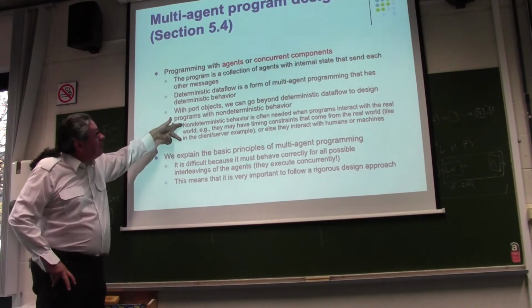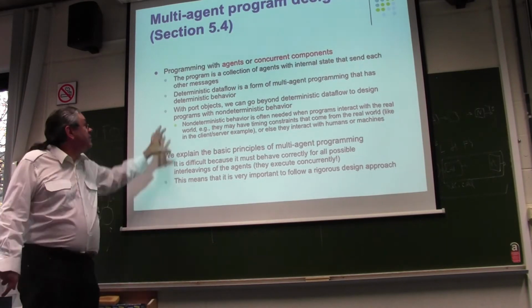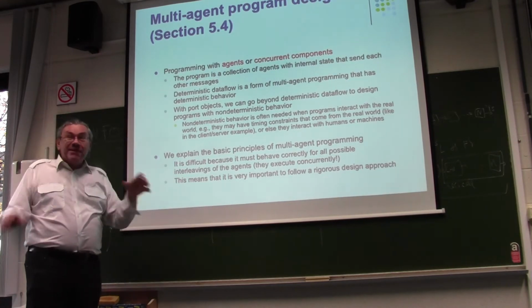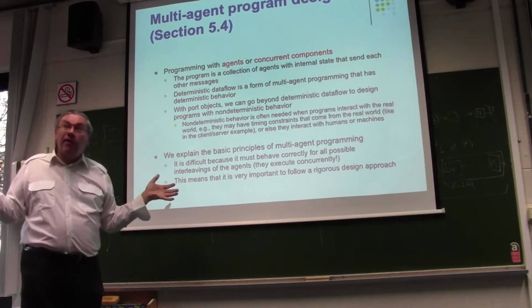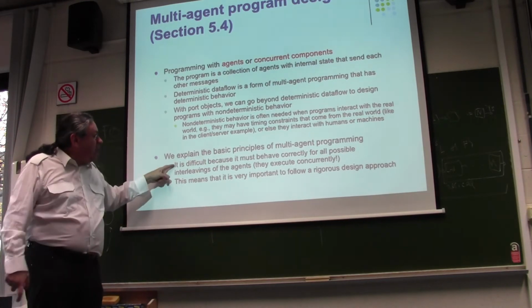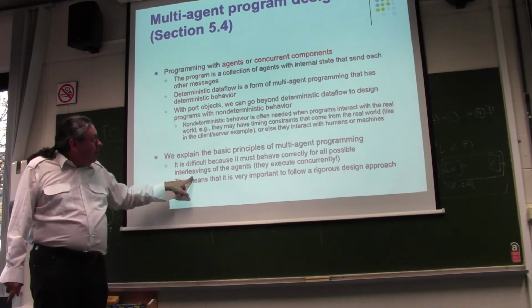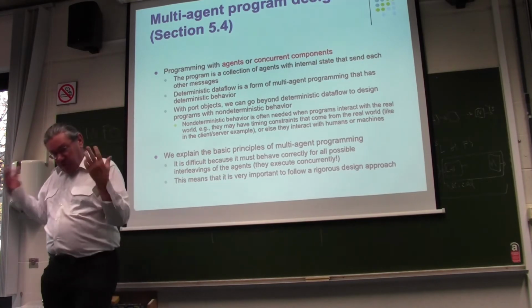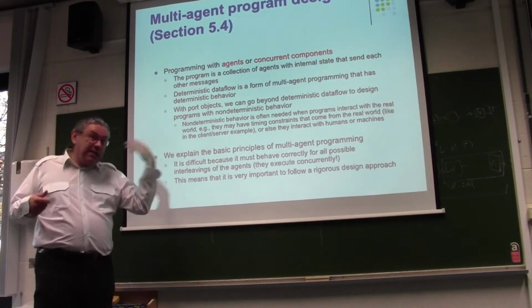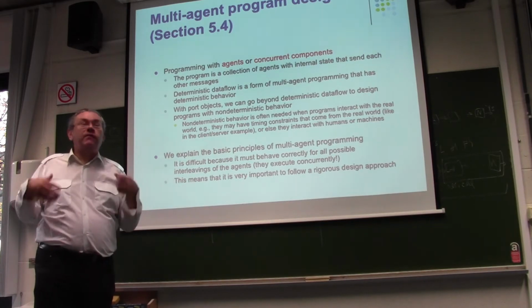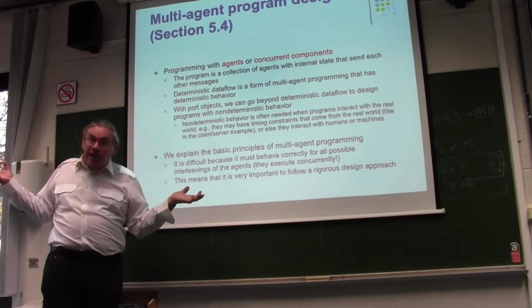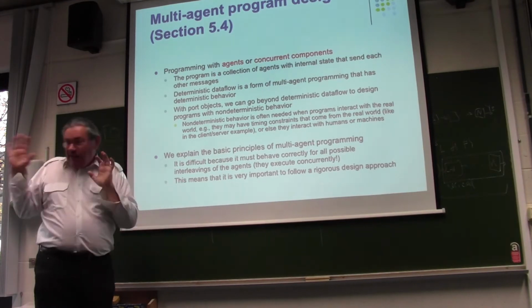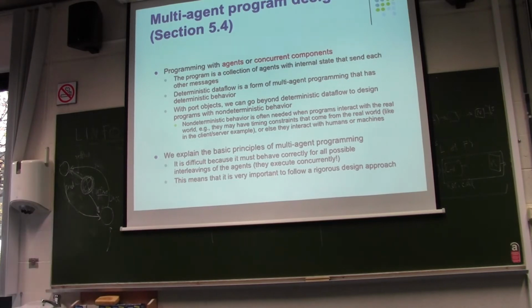So you need non-determinism to interact with the real world. So this is important. What I want to show you now is the basic principle: how you make such a program. It has to behave correctly for all possible interleavings of the agents. All the agents are executed concurrently, and they can send messages anytime they feel like it, and still the whole thing has to be correct, and it can be non-deterministic. So you can see it's not a simple problem, huh?